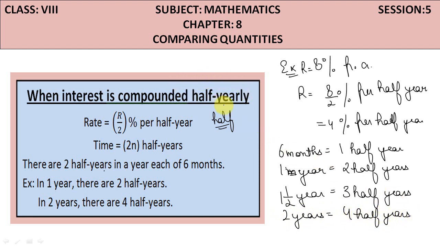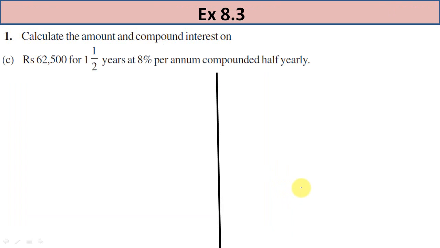So in case of compounded half yearly, you need to remember 2 things. The rate gets halved and the time gets doubled. That's it. Okay? Now let's see questions related to compounded half yearly case of exercise 8.3. Question number 1. Calculate the amount and compound interest on rupees 62,500 for 1.5 years at 8% per annum compounded half yearly. So here it is clearly mentioned that it is a case of compounded half yearly. We need to find out the amount and the compound interest both.